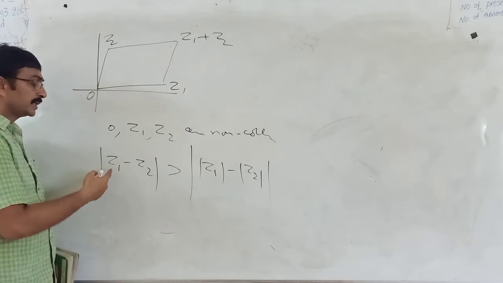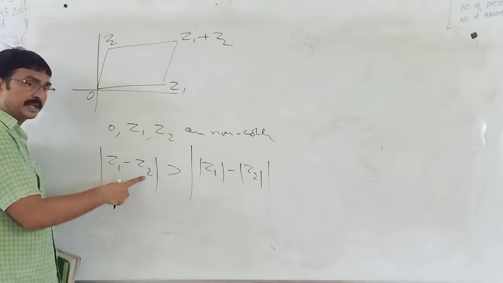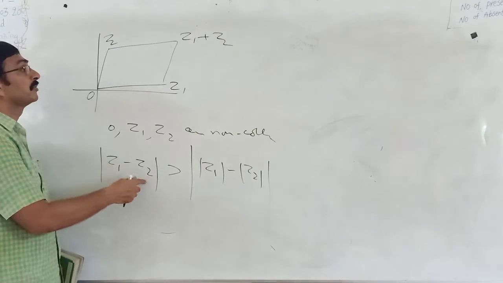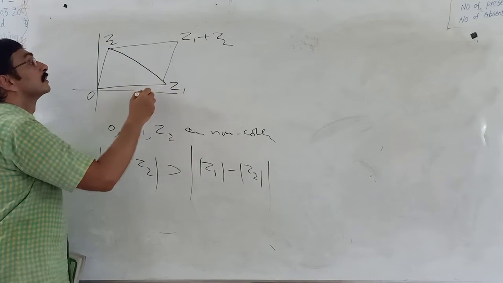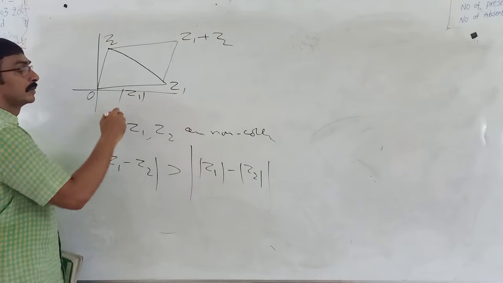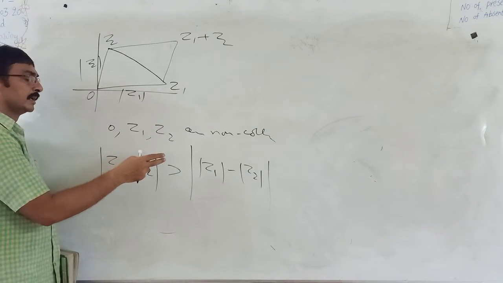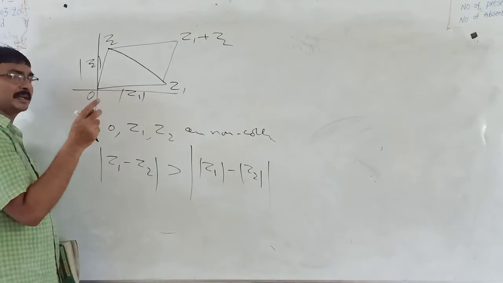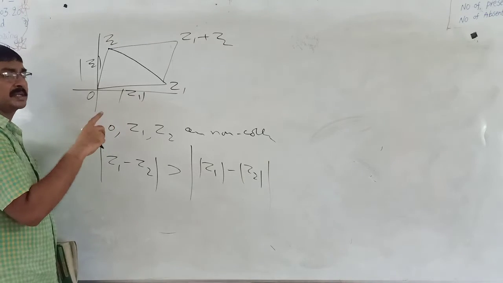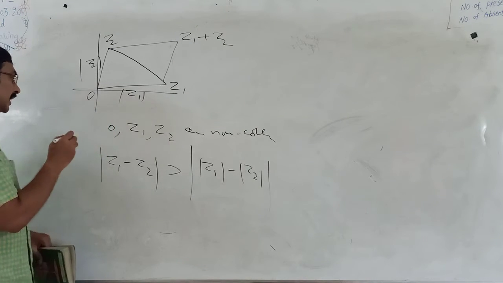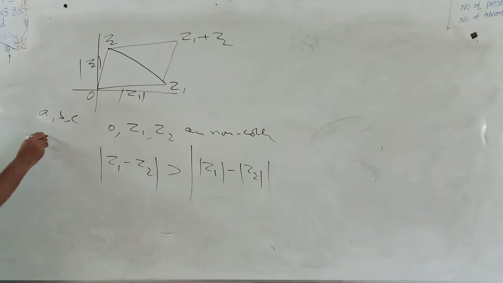The geometrical meaning of modulus of Z1 minus Z2 is the distance between the points Z1, Z2. This is mod Z1. This is mod Z2. One of the properties of a triangle is that the sum of two sides is strictly greater than the third side, which is nothing but the difference of two sides being less than the third side. If A, B, C are sides of the triangle, the difference of two sides is strictly less than the third side.